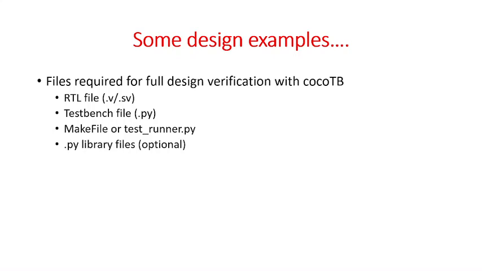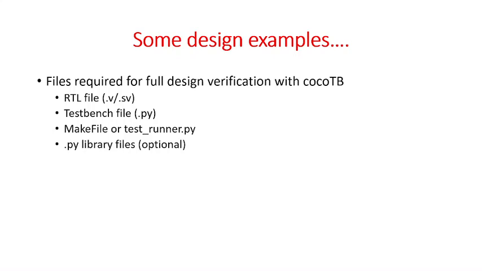Next, we'll see some demonstrations based on non-parameterized and parameterized designs. Then the files required for full design verification with CocoTB. What is the minimum requirement if you want to run CocoTB? You need one RTL file, which is the DUT, which is mandatory. Then we write one test bench file, that is a .py file, right? The RTL may be .v or .sv. Then the test bench .py file, and then a makefile or test runner.py.